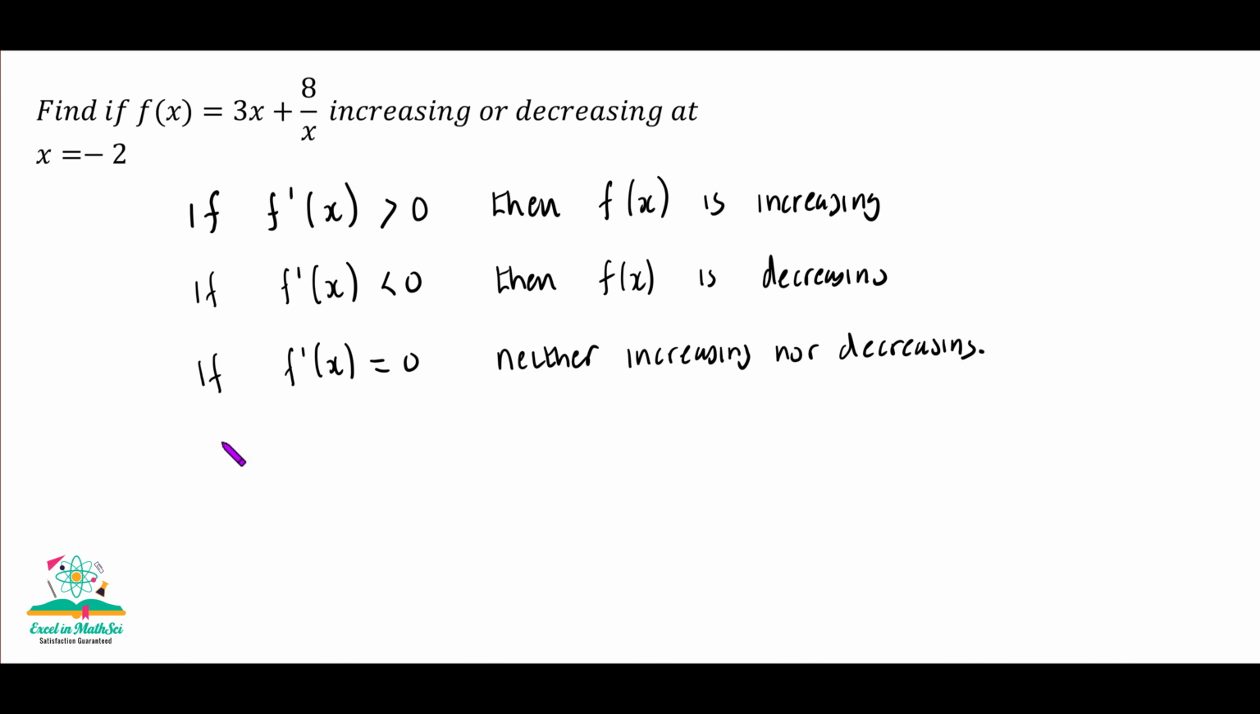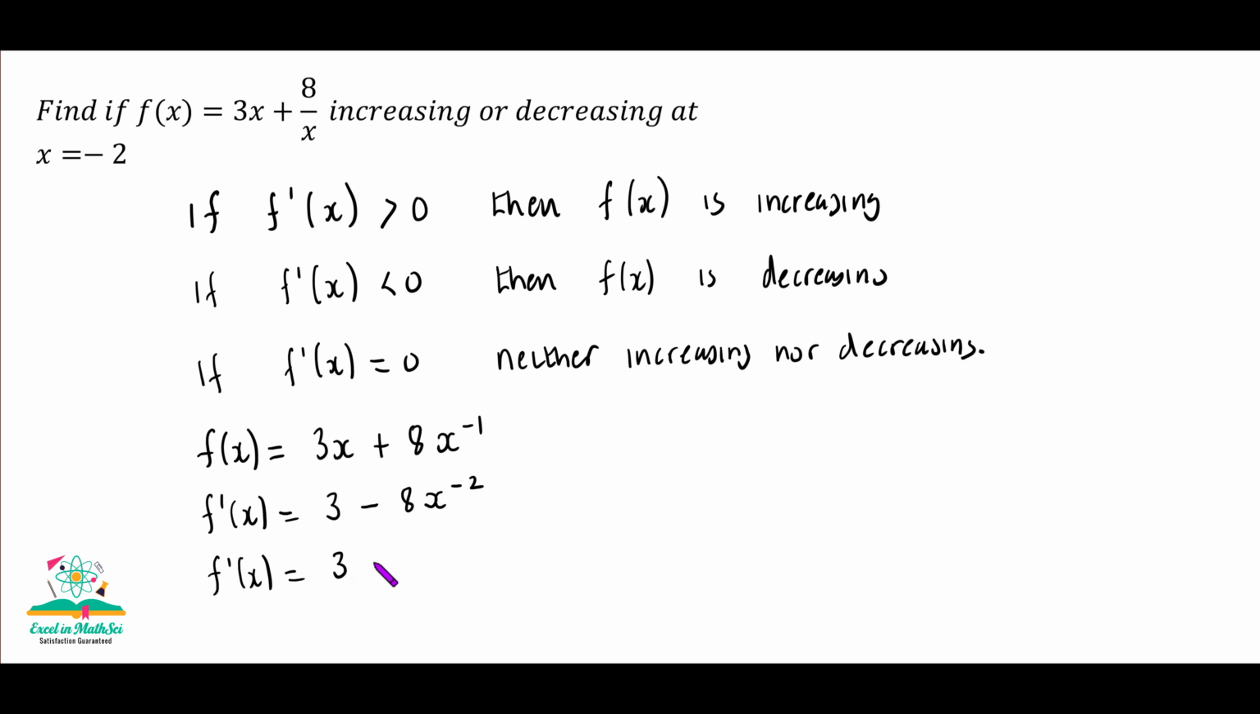So let's find that out then. So f of x, I need to write that in index form. That would be 3x plus 8x to the minus 1. So f dash of x would be 3, and the 8x to the minus 1 becomes minus 8x to the minus 2. So then f dash x would be 3 minus 8 over x squared.